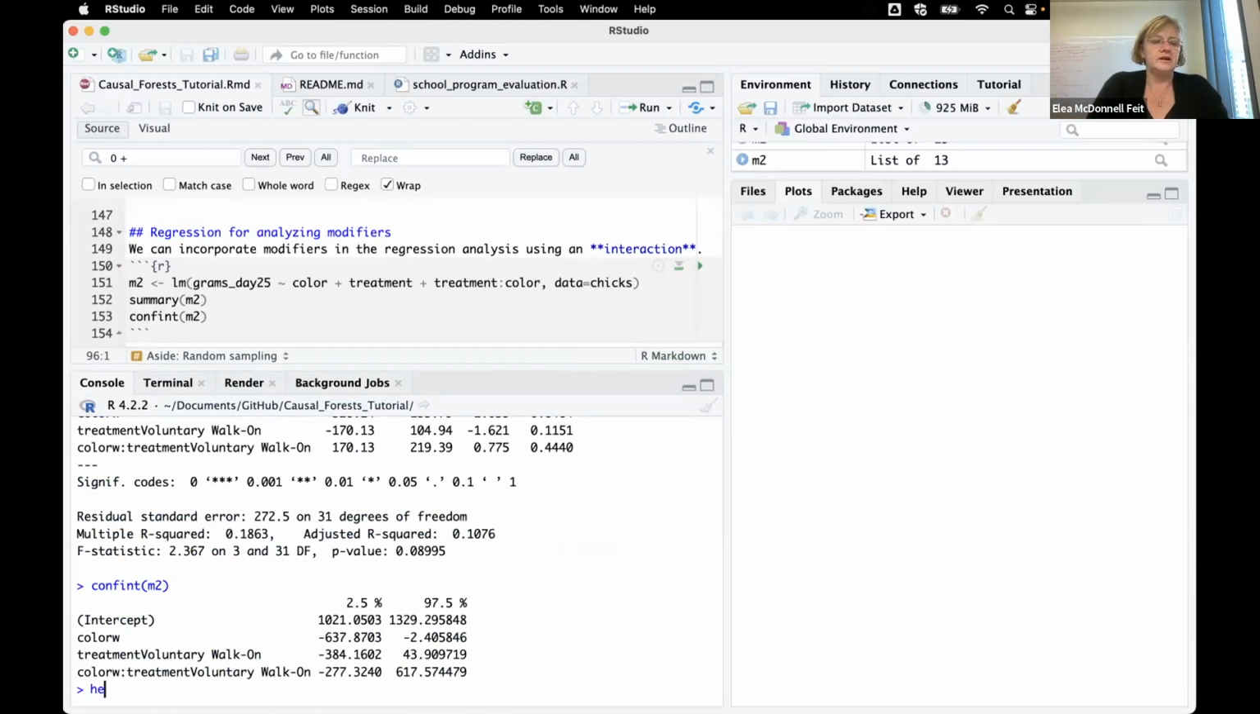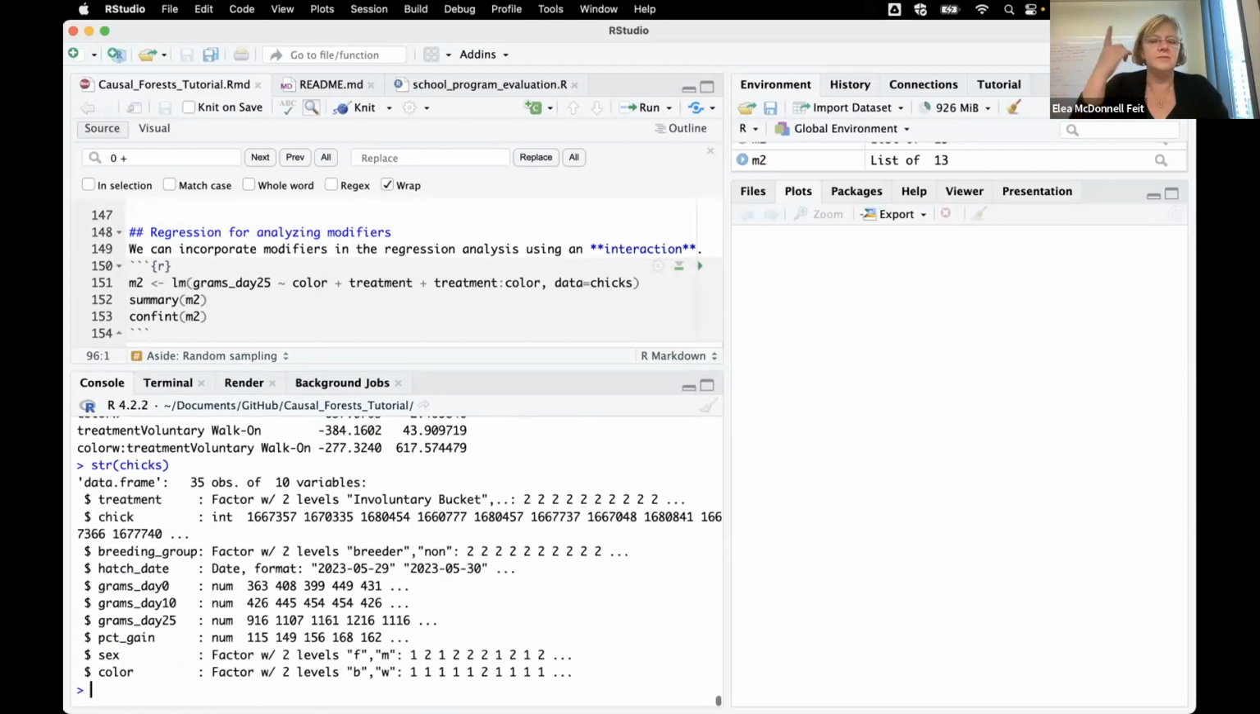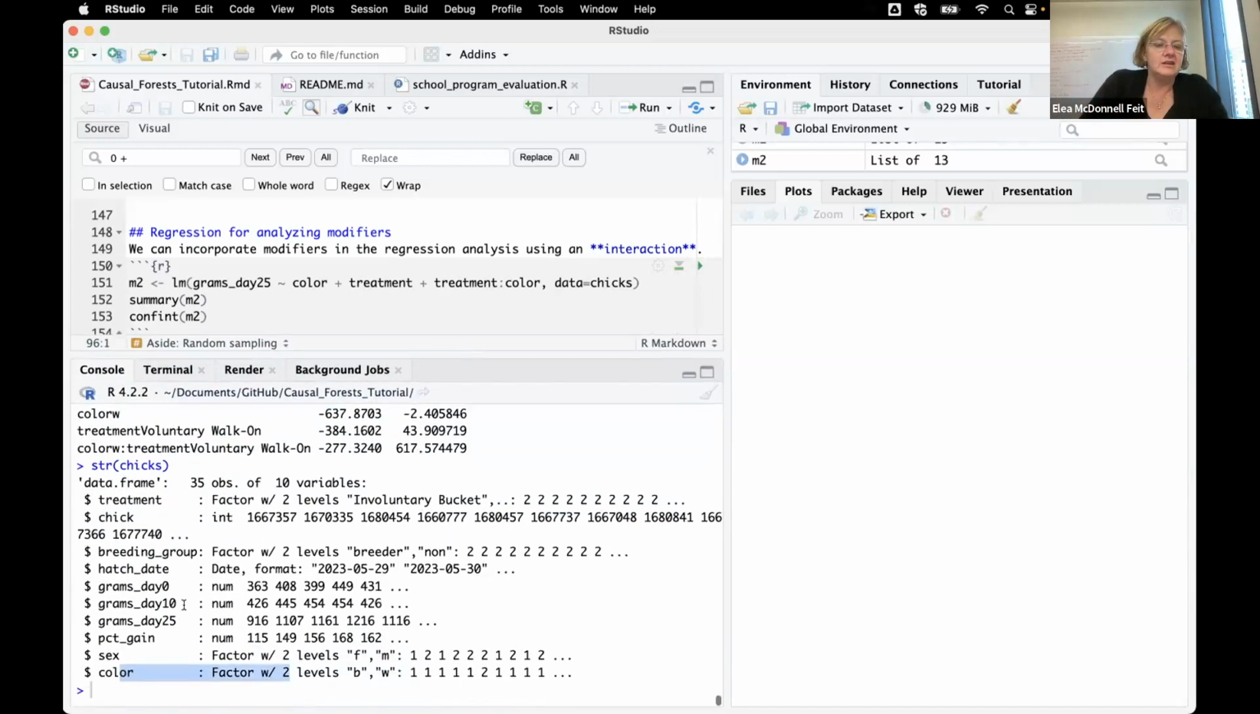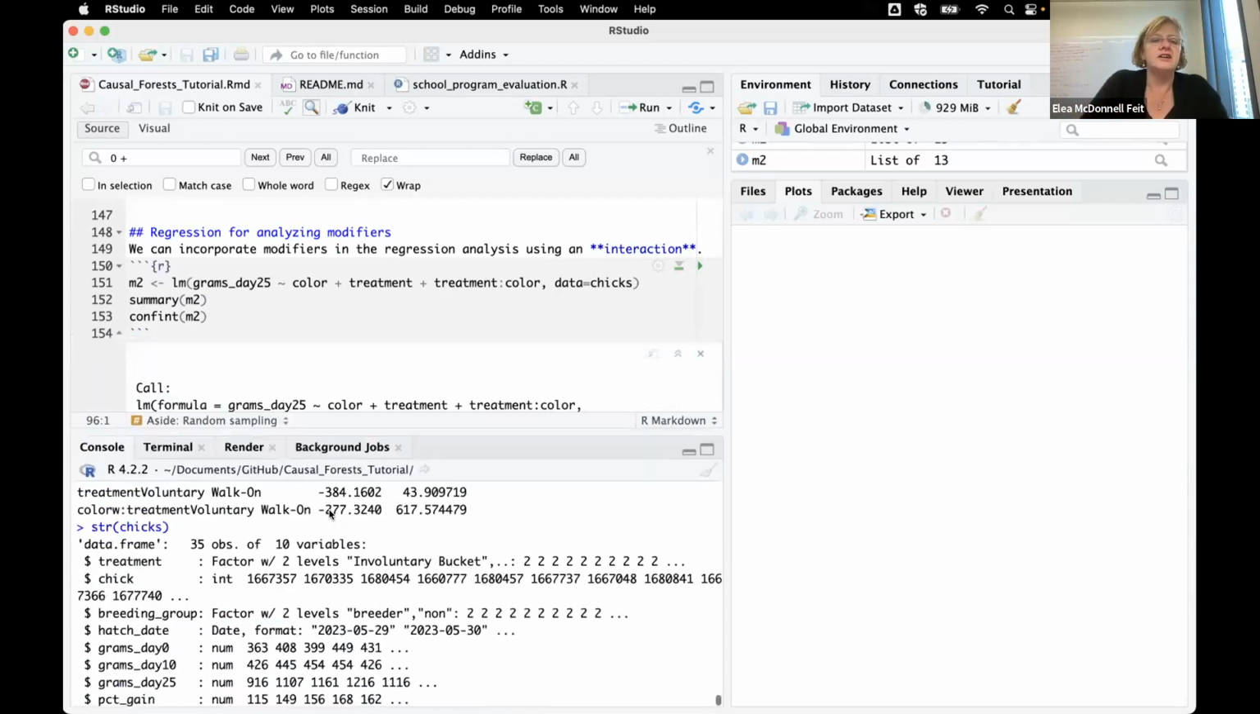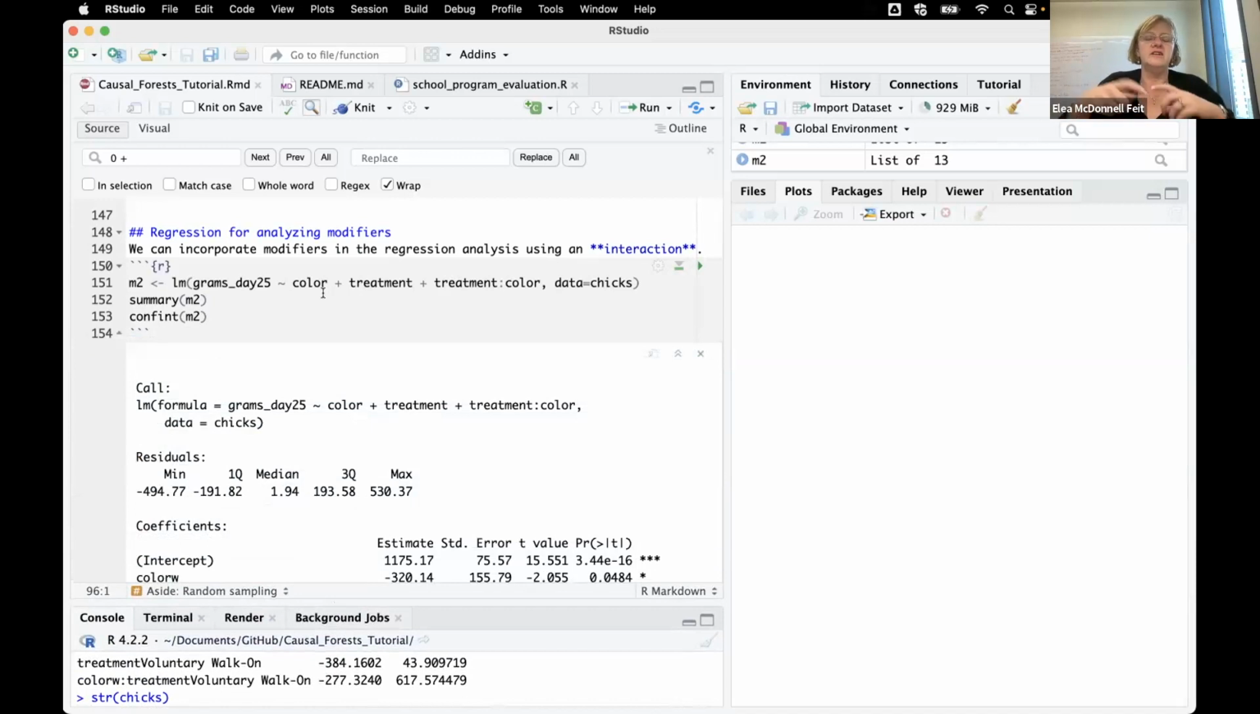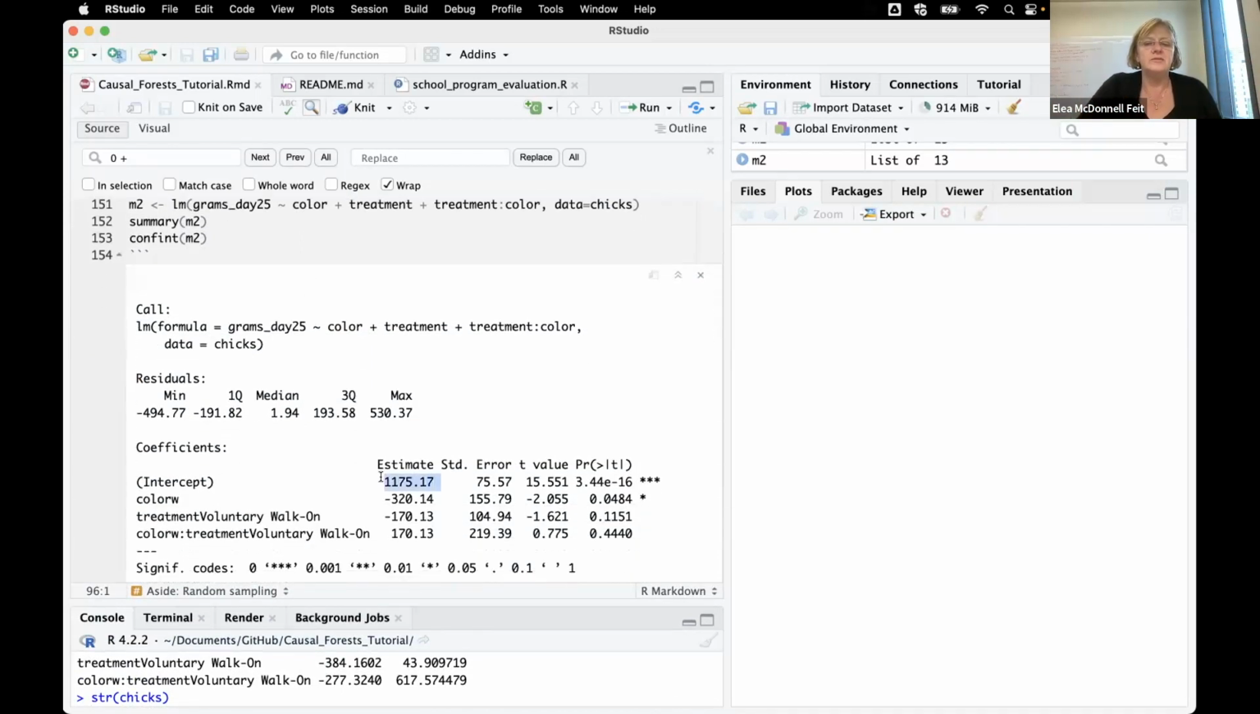So if I do STR of chicks, that's the same as the old-fashioned way of doing glimpse. You can see that the color variable is a factor with 2 levels, brown and white. So when you start with a factor, R knows how to convert that into what's called an effect code. It takes that color factor and transforms it to a variable that is 0 if it's brown and 1 if it's white. And that's why I knew that this intercept was the baseline for brown, because color is the 1 and 0 is the brown.